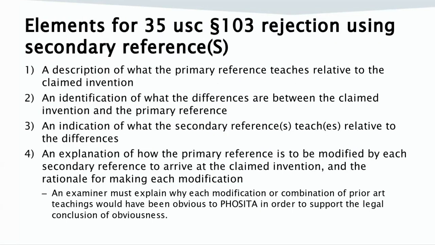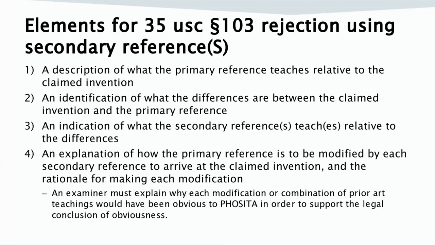To write a proper 35 U.S.C. 103 rejection that employs both a primary reference and a secondary reference, follow these 4 steps. First, describe what the primary reference teaches relevant to the claimed invention. Then, identify the differences between the claimed invention and the primary reference. Third, indicate what each secondary reference teaches relative to the differences. Fourth, explain how the primary reference is to be modified by each secondary reference to arrive at the claimed invention, and provide the rationale for making each modification.